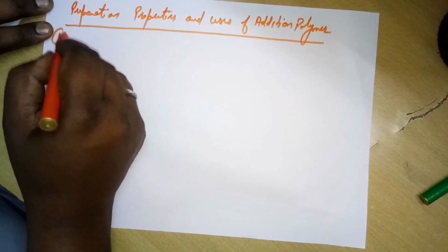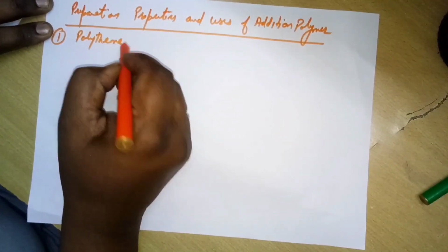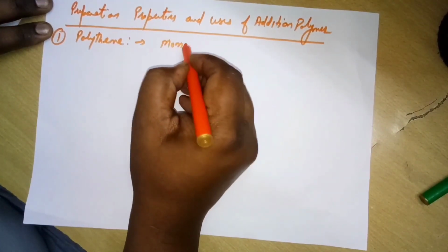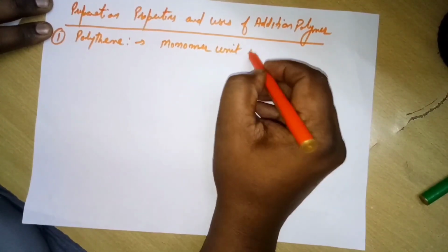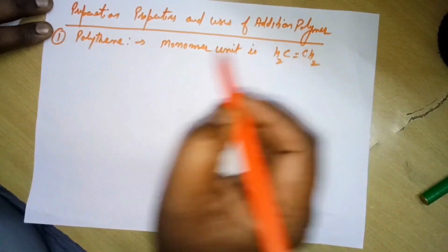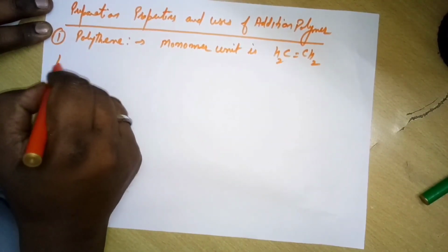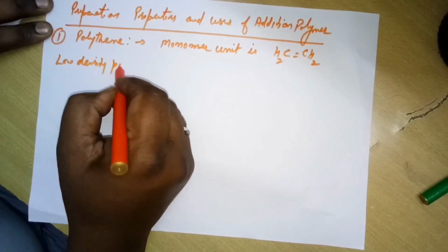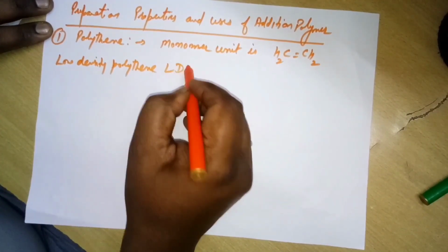First, we will take polythene. In polythene, the monomer unit is ethene. Polythene is of two types. First is low density polythene, LDP.